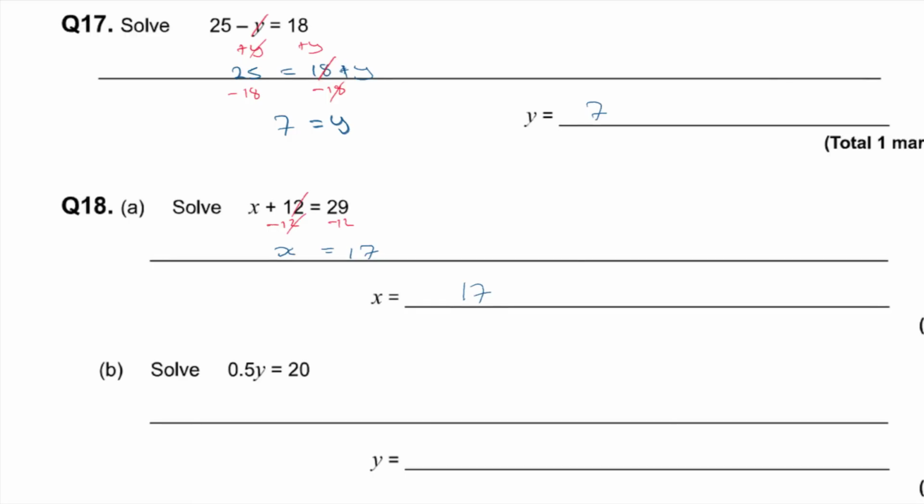Question B, solve 0.5y is equal to 20. Well, 0.5y is like half y, isn't it? Half of y is equal to 20. Now, how can I get y back from half y? I need to double it, don't I?